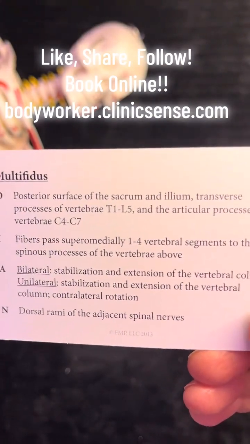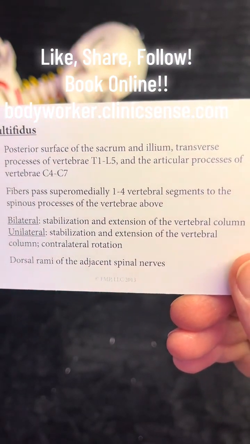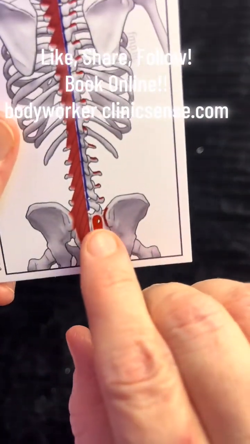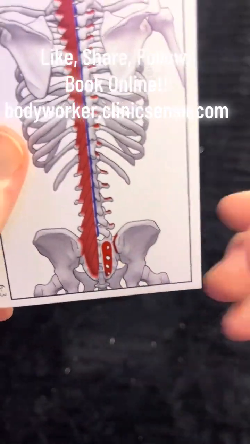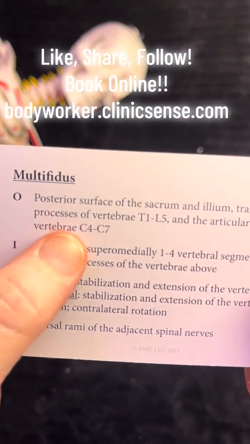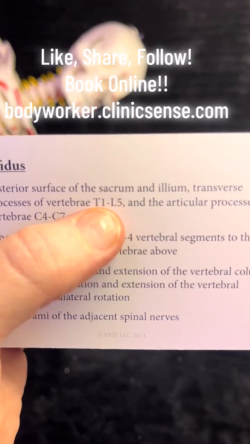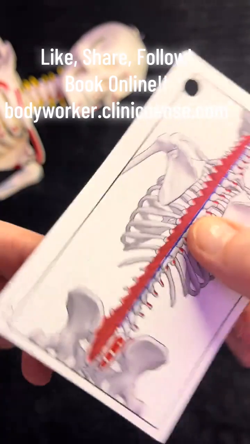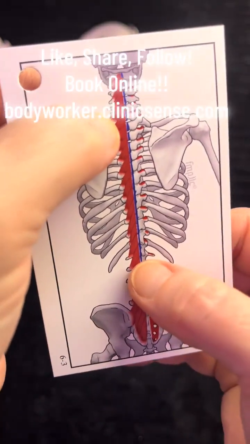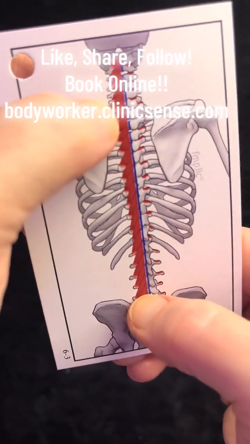Where does it come from? It originates on the posterior surface of the sacrum and ilium. All right, the sacrum and ilium. Okay. The transverse processes of vertebrae T1 through L5. T1 is the top of the thoracic, and L5 is 1, 2, 3, 4, 5, right there.